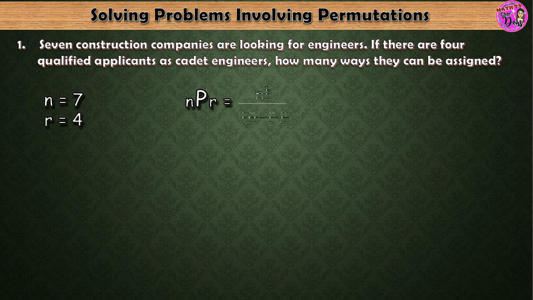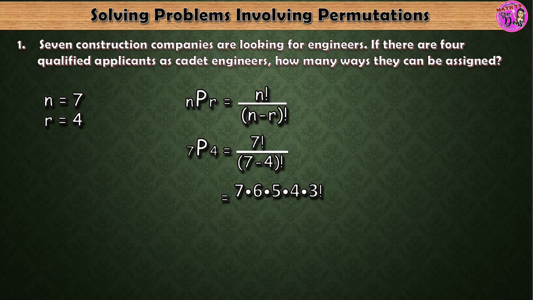Our formula, permutation of n objects taken r at a time, is equal to n factorial divided by quantity n minus r factorial. Substituting the values, permutation of 7 objects taken 4 at a time is equal to 7 factorial divided by quantity 7 minus 4 factorial. Simplifying it, we have 7 times 6 times 5 times 4 times 3 factorial over 3 factorial. Cancel out 3 factorial. We are left with 7 times 6 times 5 times 4, which will give us 840. Therefore, there are 840 ways.